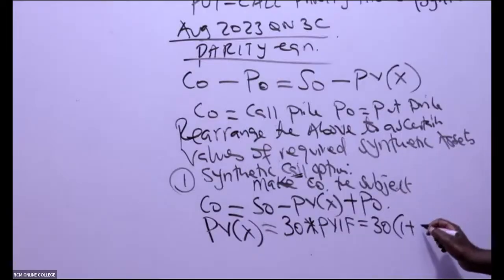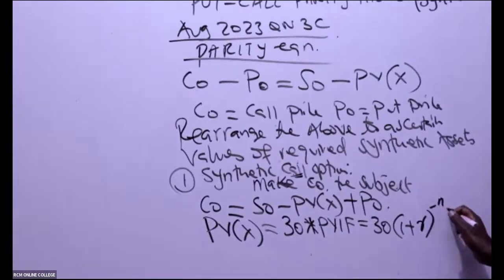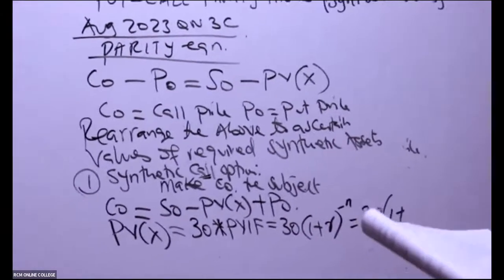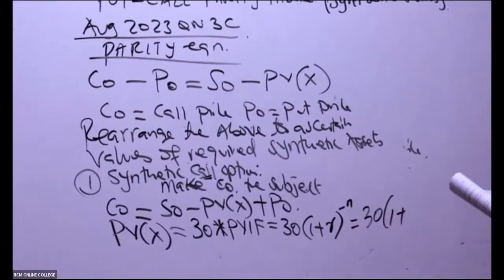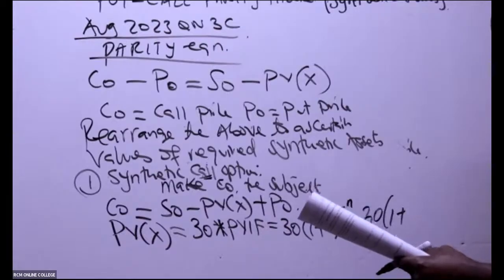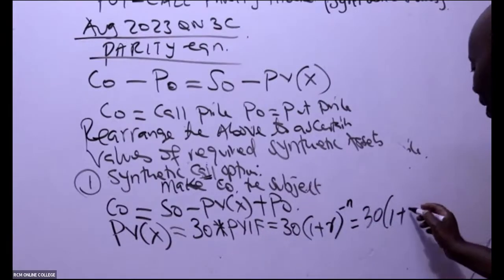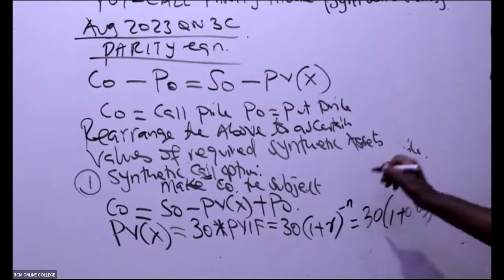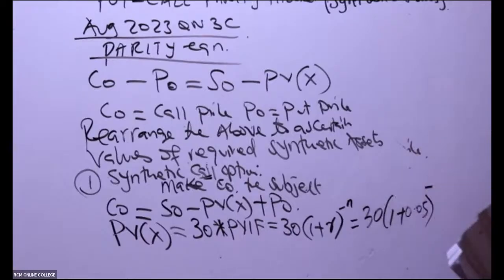So in this case, 1 plus R raised to negative N, so this one will be 30 into 1 plus R. The R in this case will be the risk-free rate. Are you able to see the risk-free rate in this question? 5%, so 0.05, and so many students mess up here. Remember, because this 5% is an annual rate, N has to be the number of years.